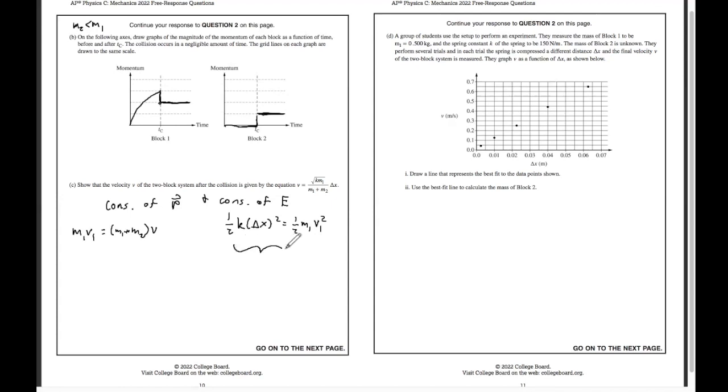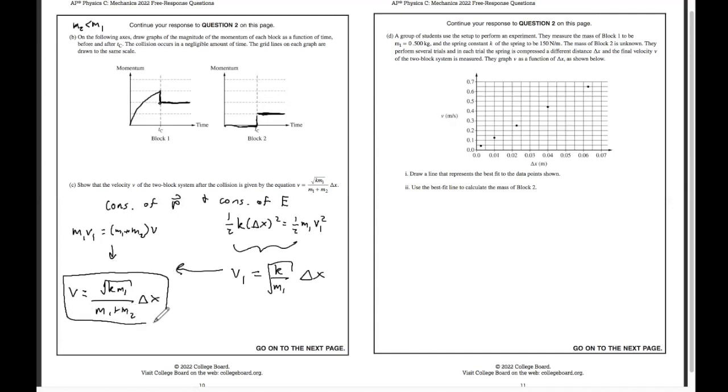And so what I end up getting is that v1 is equal to root (k over m1) times delta x. And so if I plug that into my momentum equation and solve for v, then I'm going to find that I get the answer as requested: root(k m1) over the sum of both masses, times delta x. So there we go. All right.